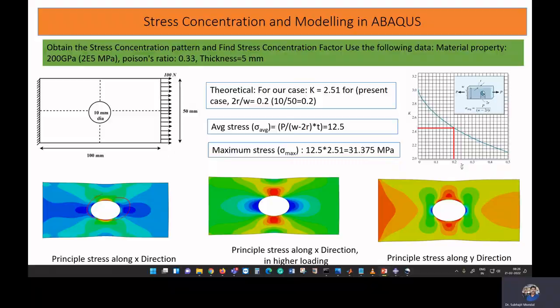One thing can happen: for the orthotropic case, the stress pattern may be different, because in your orthotropic case, E1, E2, E3, G12, G13, G23 are different. In that case, you may encounter a complex stress distribution, because E1, E2, G12 all are different. But you are not going to get the real failure pattern. To model a real failure pattern, you have to go for nonlinear analysis for ductile material and for brittle material.